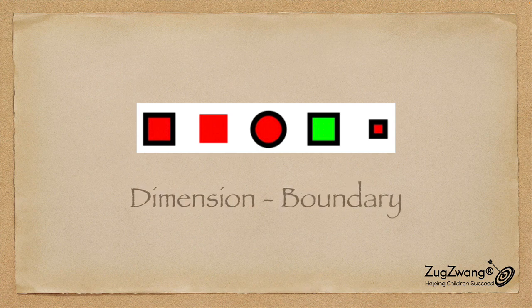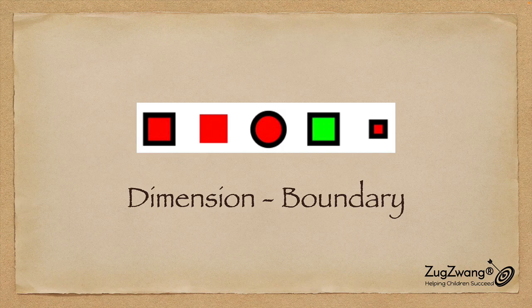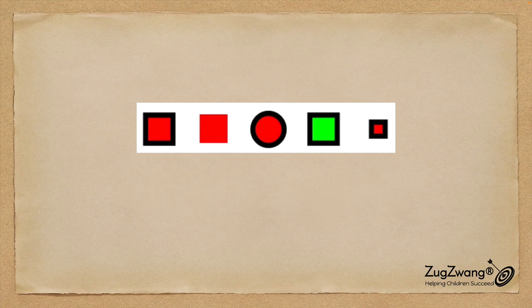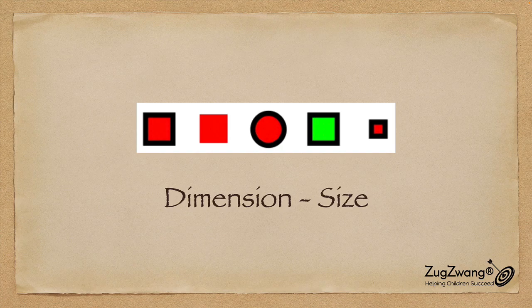Let's go a little further. What about the dimension of a boundary? So there's something very common between all of them, that they have a black boundary around them. So if I take the black boundary around them, then the 2nd one is the odd one out. Are there other dimensions? Think about the dimension of size. The first 4 entities seem to be roughly of the same size, whereas the 5th one definitely is a size smaller. So you could say that the 5th one is the odd one out.